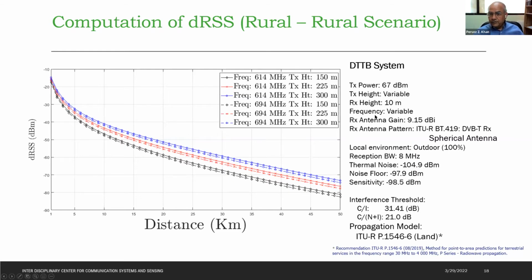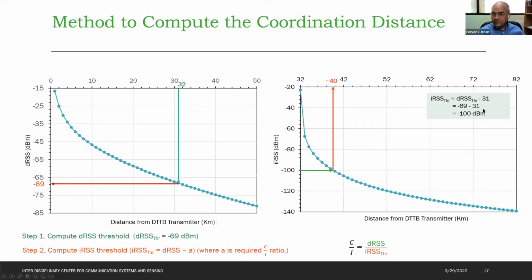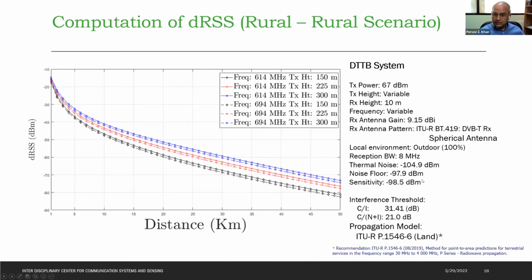What are the parameters used? We have used these parameters. These are standards taken from ITU recommendations. TV tower transmitter power is 67, and so on. Whatever is suggested in the standard ITU recommendation, we have used that. And for the interference threshold, C over I should be 31.41 dB, or C over N plus I should be 1021. So we have used the same value as in the previous slide, minus 31, and came to minus 120. The propagation model we have used is 1546-6, because it's on land, both transmitters are on land.